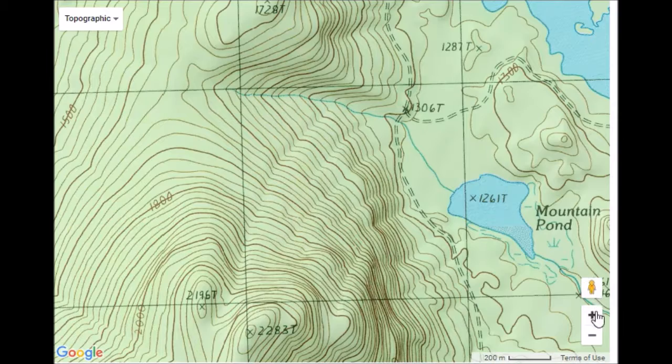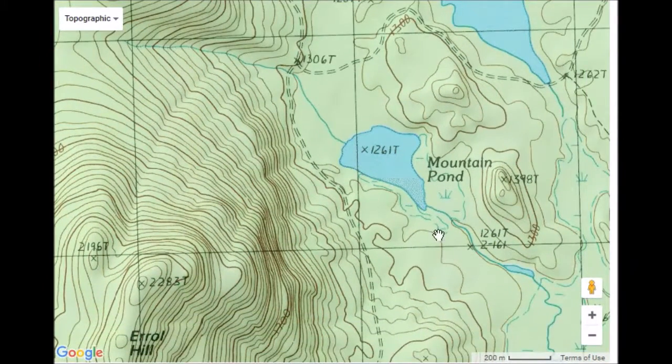On the contrary, if we were to scroll down here just a little bit and look at this, we can see that the contour lines, although they're very far apart, the contour line is pointing in this direction, which means that the water is flowing out of Mountain Pond and down in this direction.